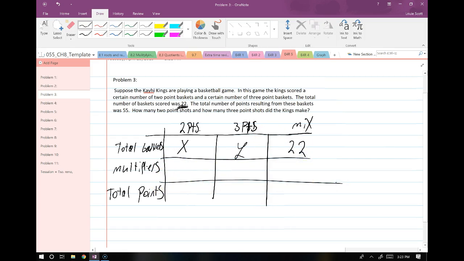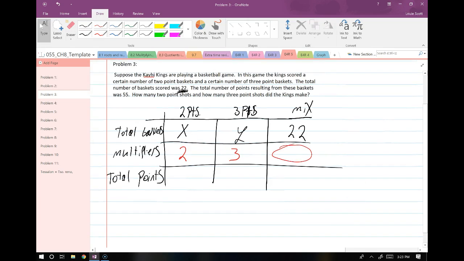Okay, the multipliers on this are a little bit different than straight mixture problems. And that's just because we don't have a multiplier for this last column. It's already done for us. The multiplier on the 2-point shots, right? We get 2 points for every shot, so the multiplier is 2. It is 3 for every 3-point shot. And since they already give us the total number of points, we don't have a multiplier for this last column.